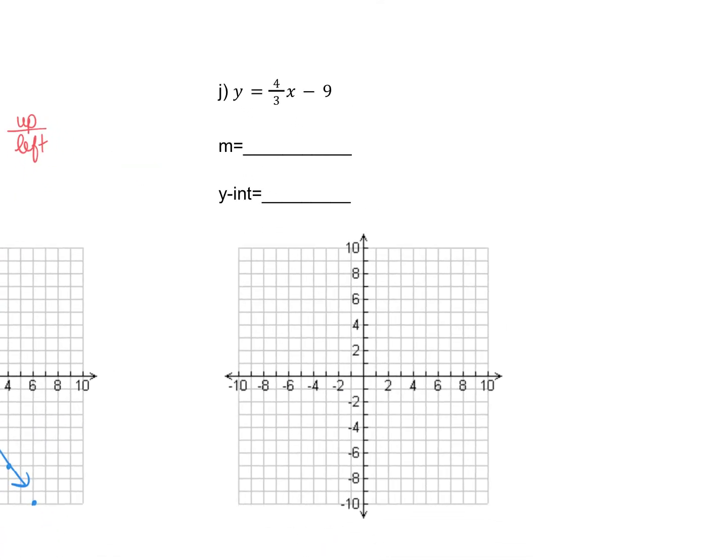Oh, just, actually not this one. Okay, so this one, the slope is 4/3. And your y-intercept is 0, -9. So start at -9. Go up 4, right 3. Up 4, right 3. Connect them.